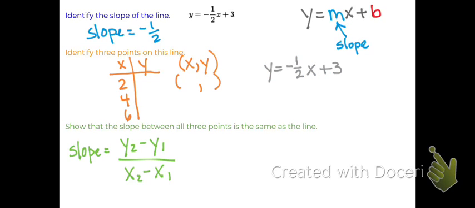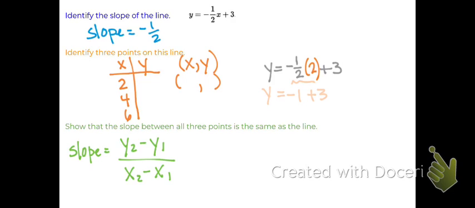Now remember, we're going to substitute in each of these x's into the equation. So the equation is -1/2 times x. So if we take 2, instead of times x, we're going to say times 2. Now let's simplify and see what y is. When I multiply -1/2 times 2, I get -1. So on the right side, I have -1 plus 3. That's what y equals when I put 2 in for x, which is 2. So when I put 2 in for x, y is 2.